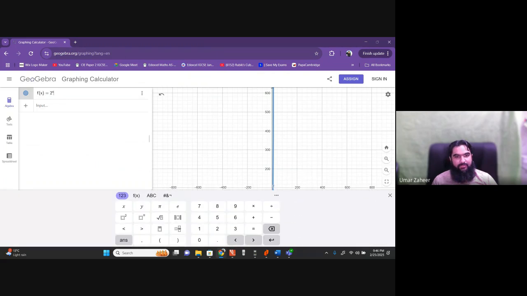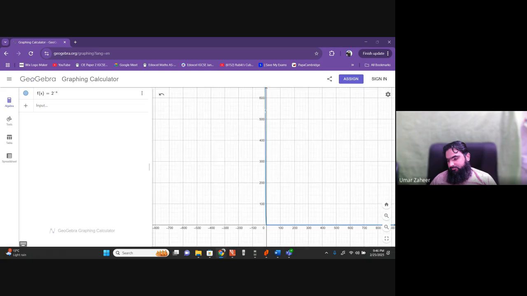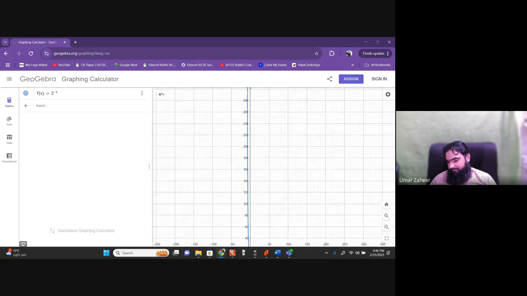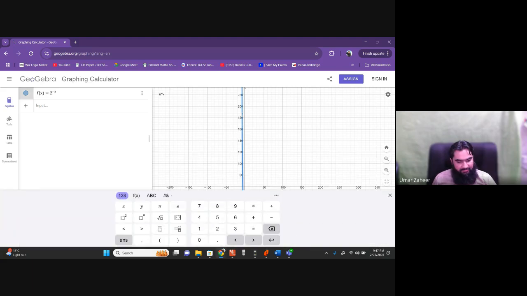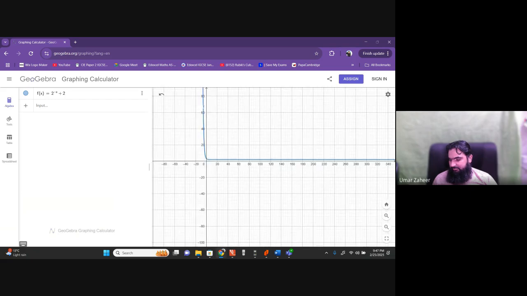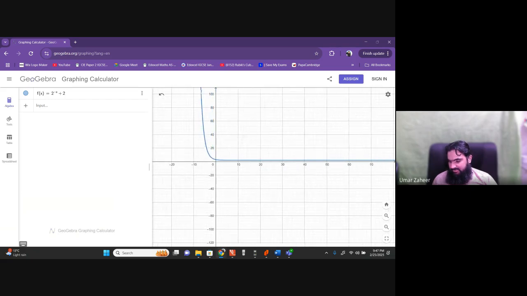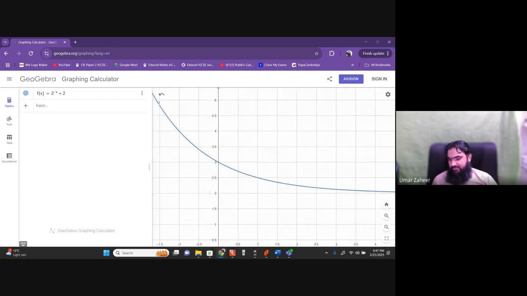Let's change the value. We have to take 2 power minus x. Look here, it is going to move towards the left side. Everyone clear here? Yes. If you want to add something, plus 2, it will just look like this. But there must be some y-intercept here. Yes, my shape is going to look like this.